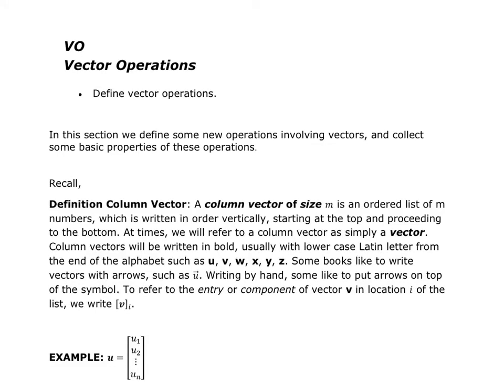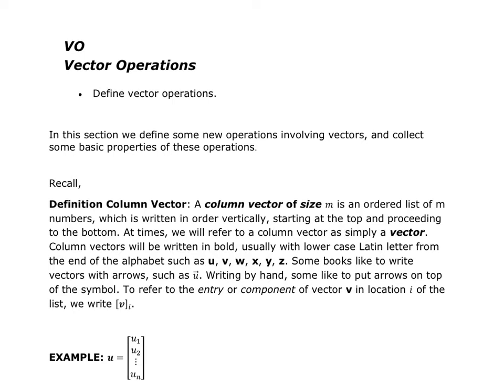In this video, we're going to define vector operations and then do a couple of examples of vector operations. If you remember, we defined what a column vector was before, but we'll talk about it again. A column vector is an ordered list of numbers. Typically, it's written vertically.